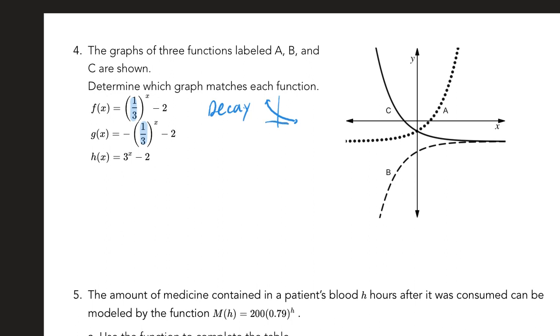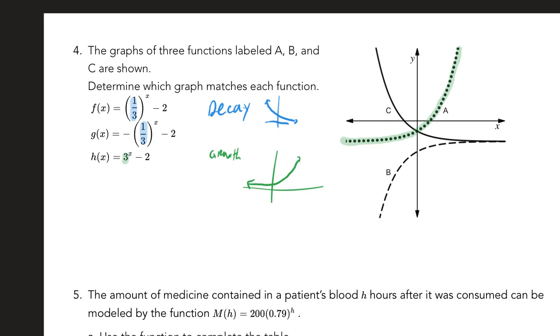Whereas the 3 represents growth, since it's bigger than 1. And so growth starts low on the left and then gets higher on the right. So it looks something like that. So that probably would be the quickest thing to determine, what's going on with which of these graphs is growth. And so I would notice that H looks like it's growing. Right? As far as what's matching here.